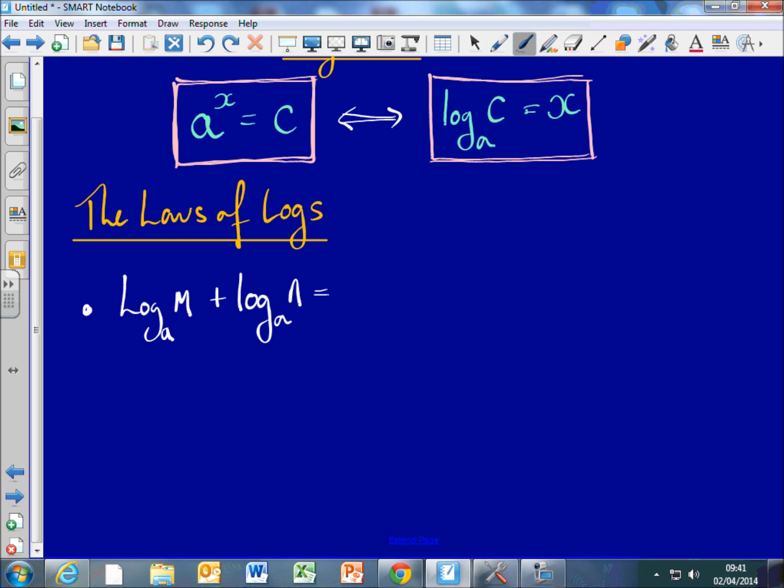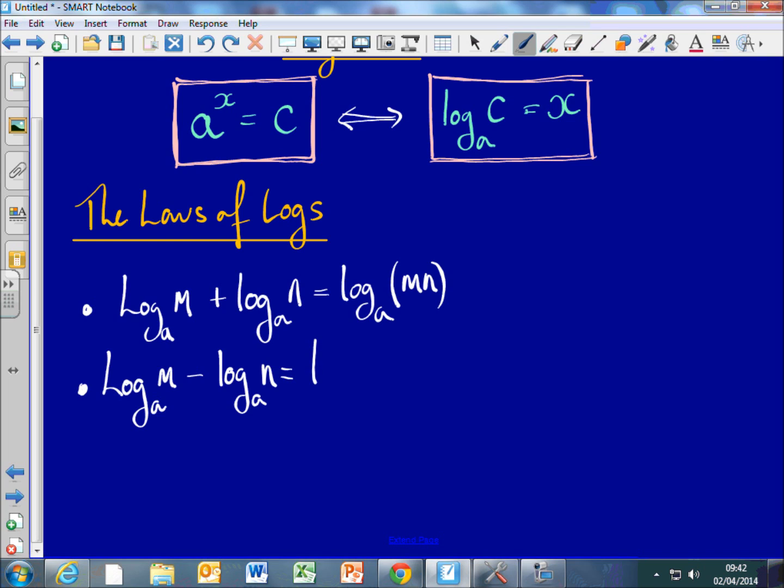If I add logs like that, as long as I've got the same base, then log to the base a of m plus log to the base a of n can be written as log to the base a of m times n. Okay? So what logs are doing is they're turning multiplication into addition. Okay? And then we've got an equivalent law, which is that if I have log to the base a of m, and I take away log to the base a of n, then I can write that as one log to the base a, and that's going to be m over n.